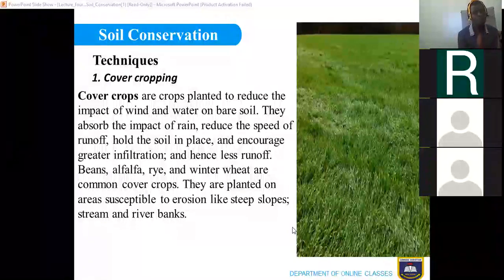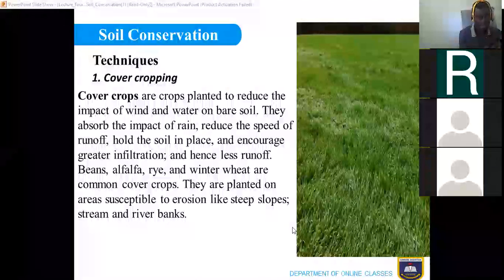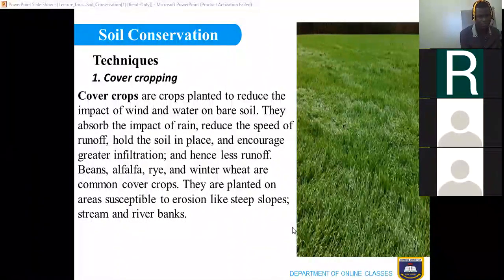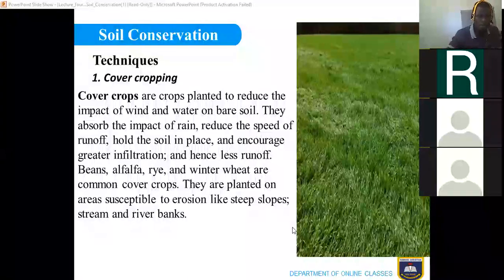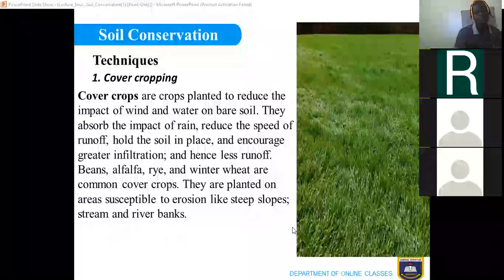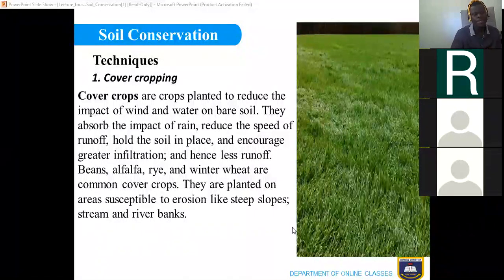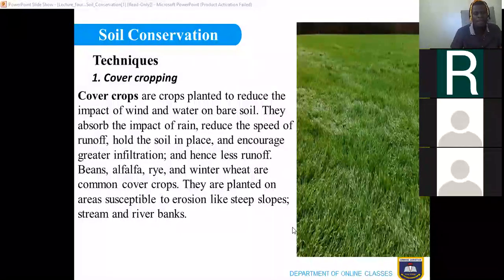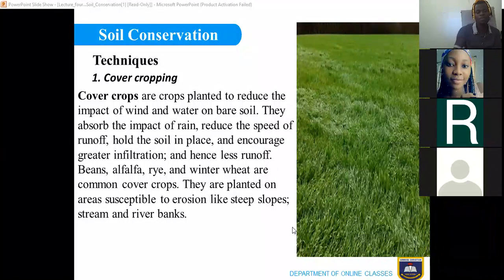You know that the runoff carries the surface soil or the top soil along with it and deposits it somewhere else. All right. So the topsoil containing nutrients will be taken away. But once you have these crops planted on bare lands, then they will reduce the speed of the runoff, they will hold the soil together and make the soil, if you like, resilient to the fleeting water. All right. Do you understand that? So they are usually planted on susceptible areas that are prone to erosion, like steep slopes, like stream, river banks, all right, or any type of farm that is close to a water body.